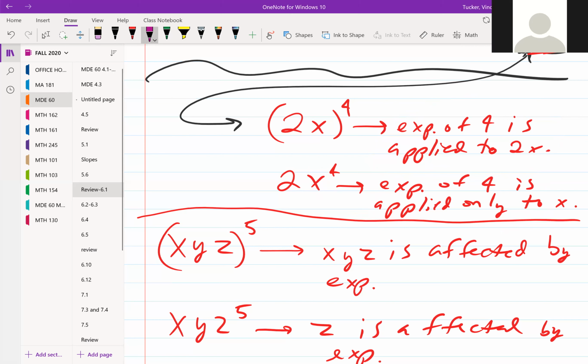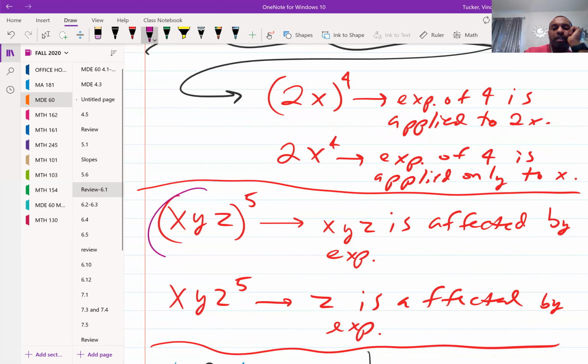Okay. Same thing down here, just re-emphasizing it with the x, y, and z. With the parentheses, everything inside of the parentheses is raised to the fifth power. But if there is no parentheses, the only thing that's affected by the fifth power is z, the number closest to it.